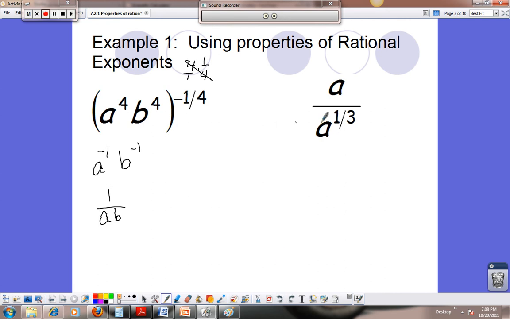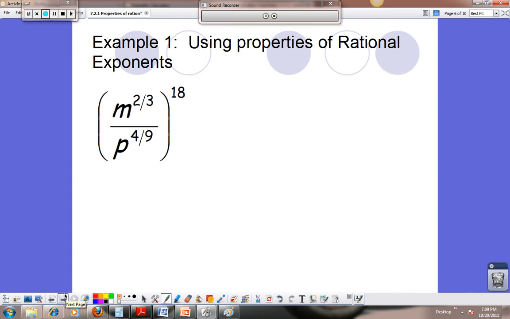Now, remember, on this example, I'm actually subtracting these exponents. And this one has an exponent of 1. Another way to write that would be a to the 3/3 over a to the 1/3. So 3/3 minus 1/3 is going to give me a to the 2/3.